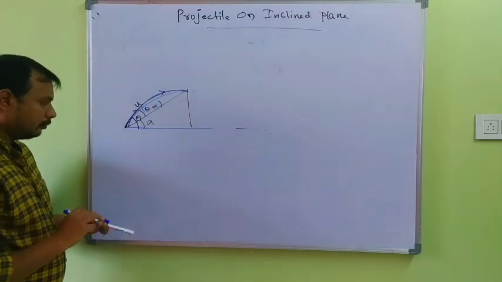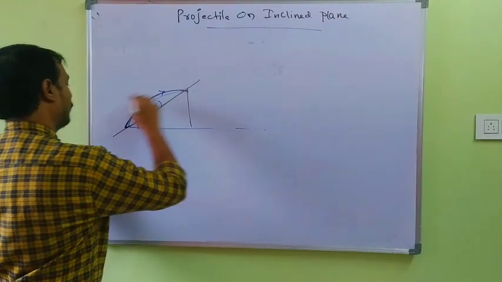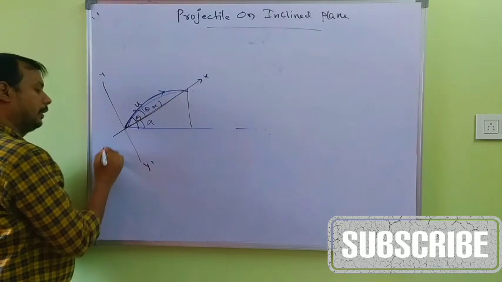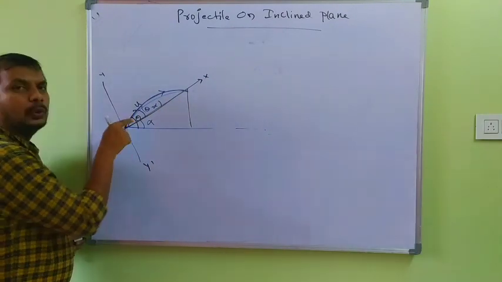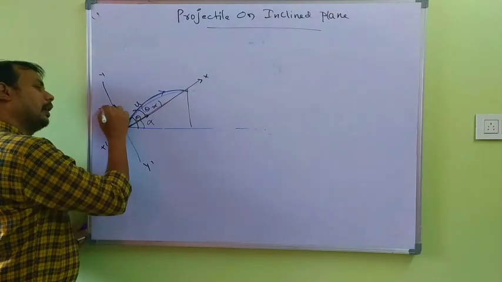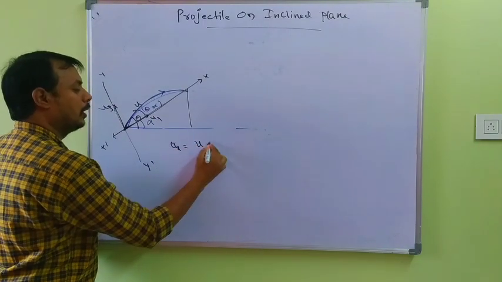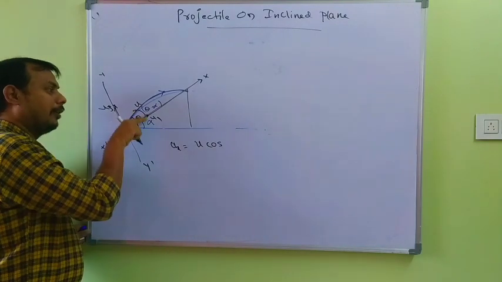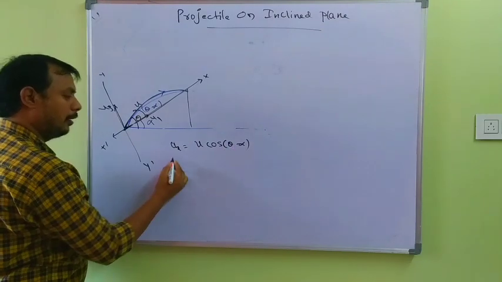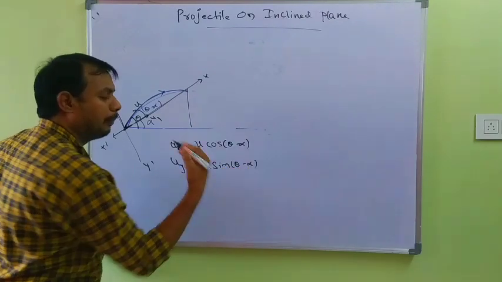Right? Just imagine a coordinate system, with axes y dash and x dash. So the velocity u is resolved into two components, a horizontal component ux as well as a vertical component uy. What is ux? ux is equal to u cos theta, but theta with respect to the inclined surface is theta minus alpha, so ux equals u cos(theta minus alpha), and uy equals u sin(theta minus alpha).